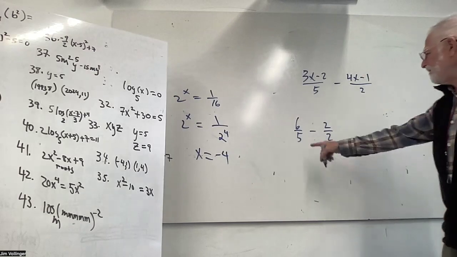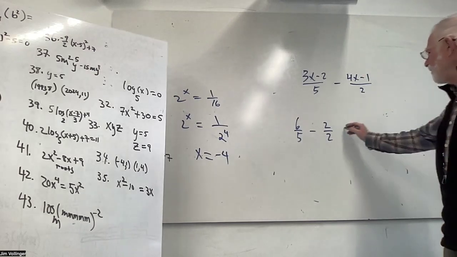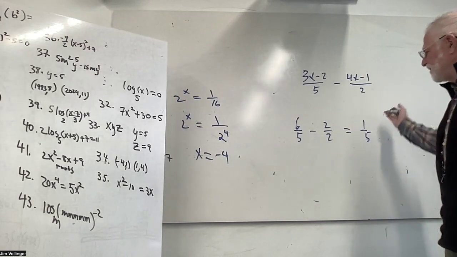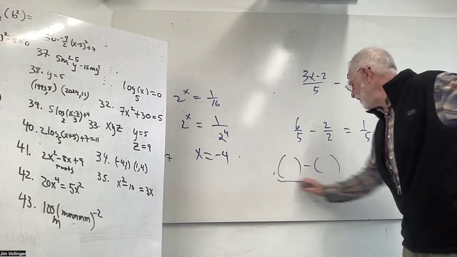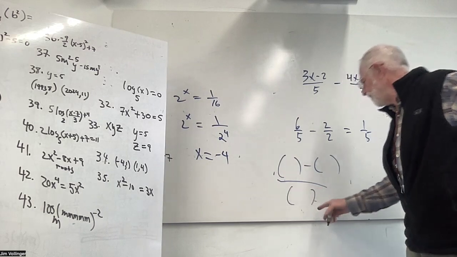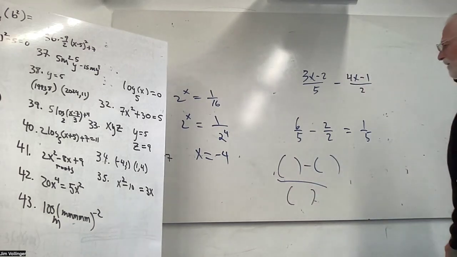All right, so 6/5 minus 1 is really 1/5. We know our answer is going to be 1/5. So bingo, bango, bongo is really all about just filling in these 3 parentheses. That's all it is. Fill in those 3 parentheses.